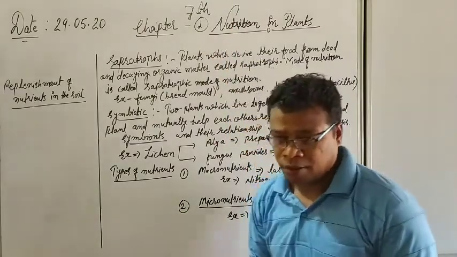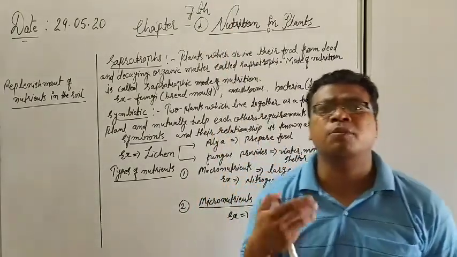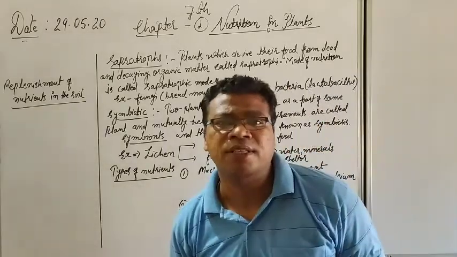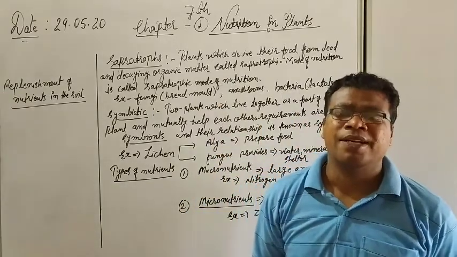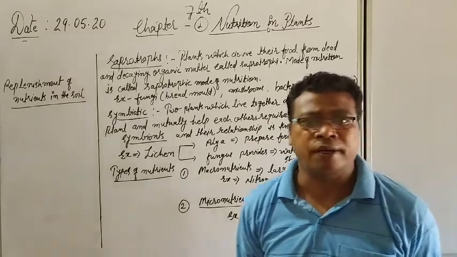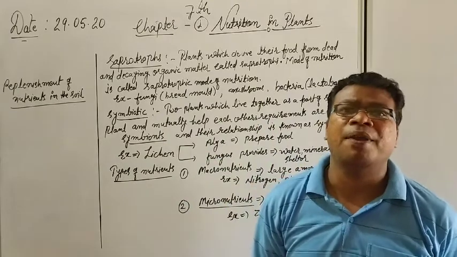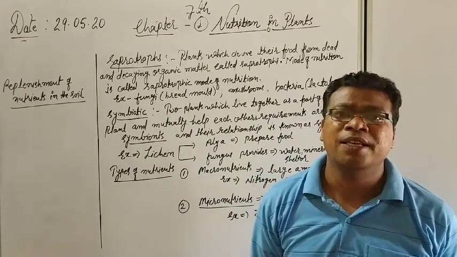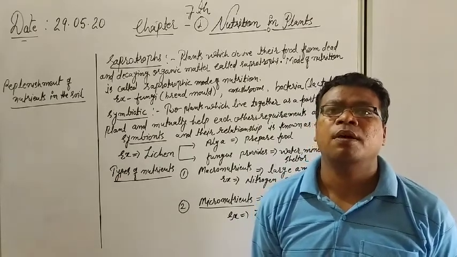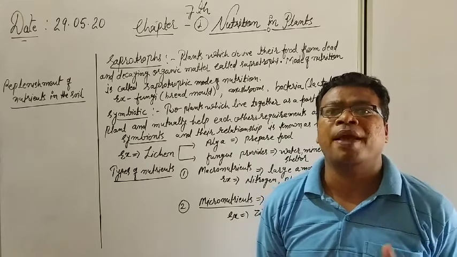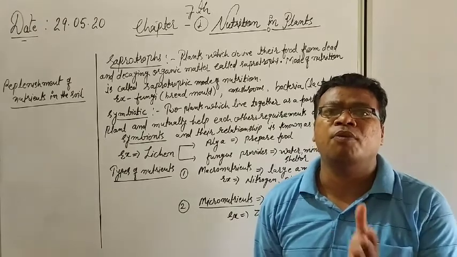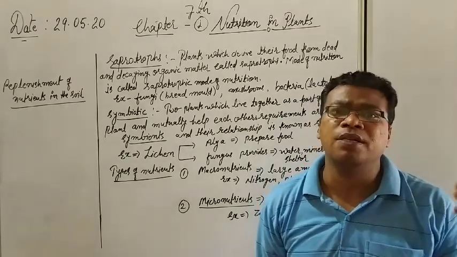In my last lecture we discussed some other modes of nutrition for plants. First was the parasite, and second was the insectivorous plant. Insectivorous plants get their nutrients from insects, like Venus flytrap and the pitcher plant. I told you the whole mechanism of the pitcher plant, how the leaves are converted into the form of a pitcher and get their nutrients from the insects.